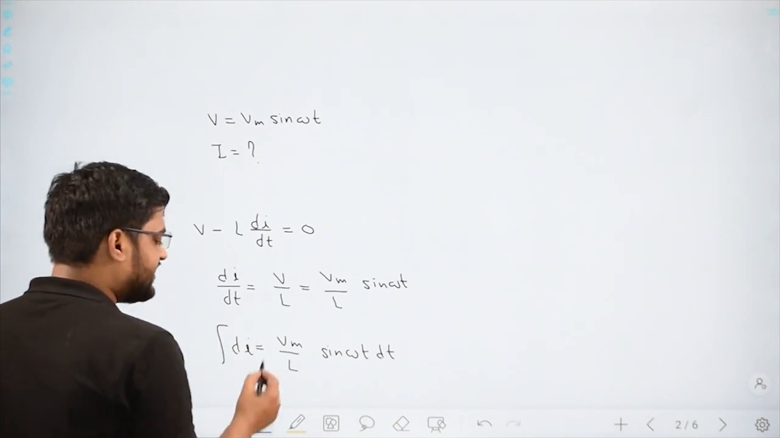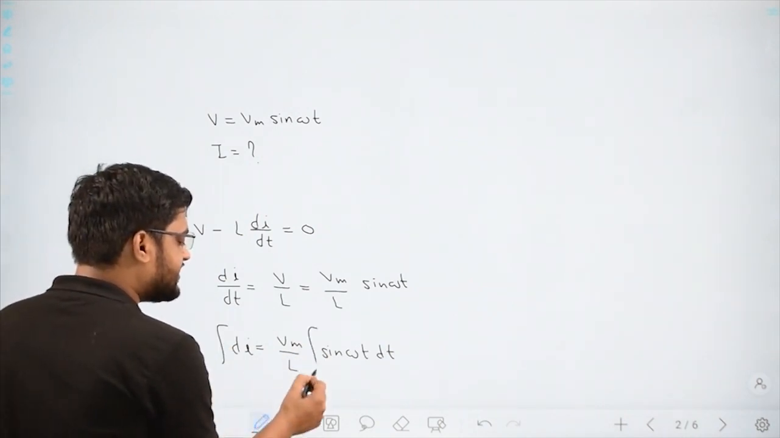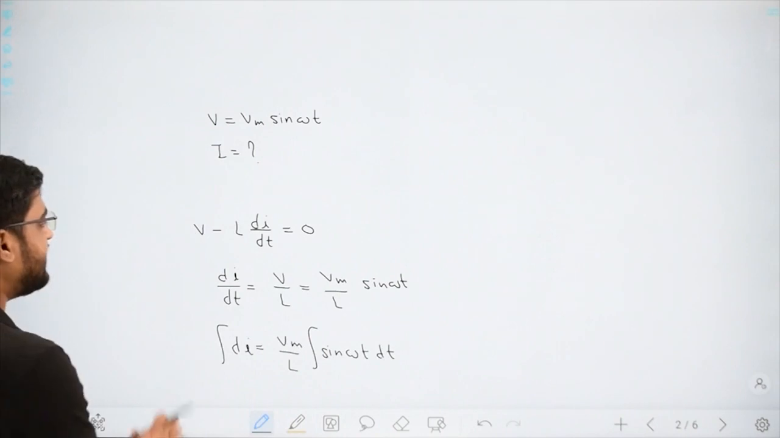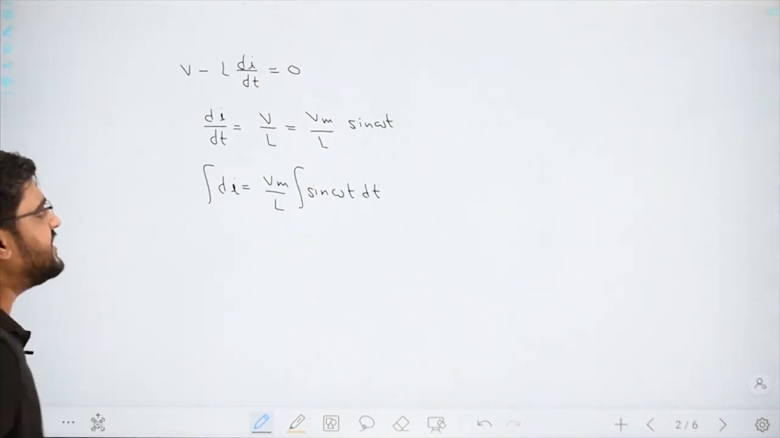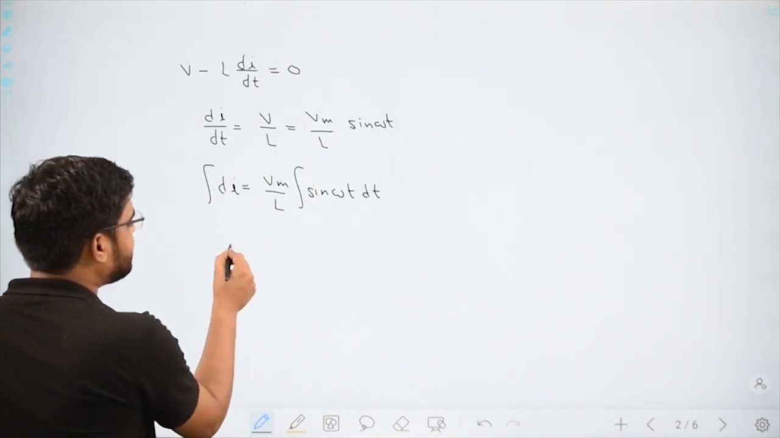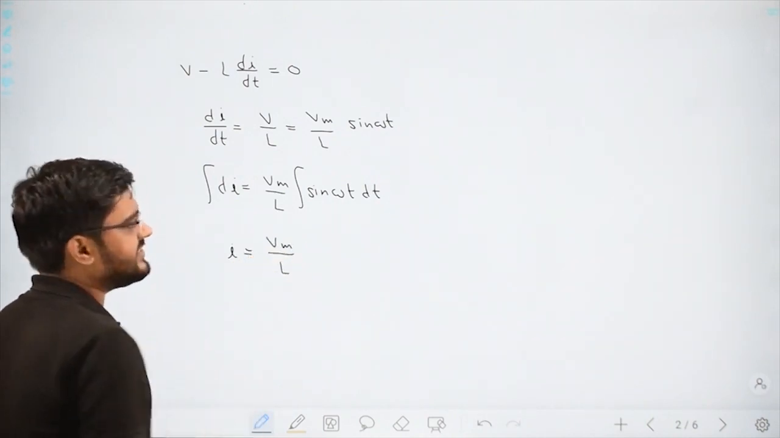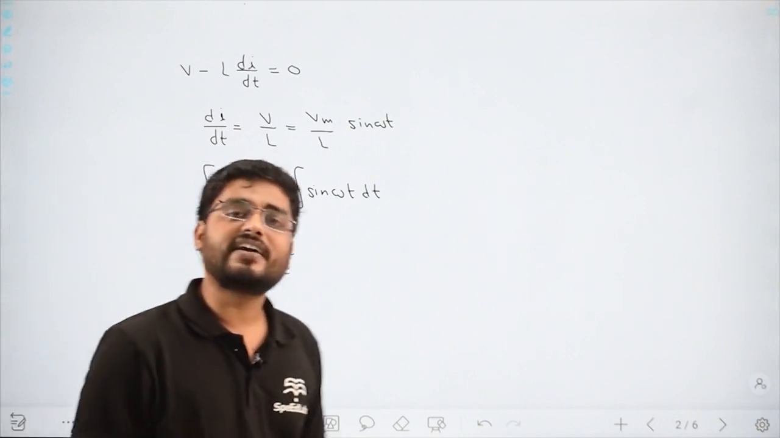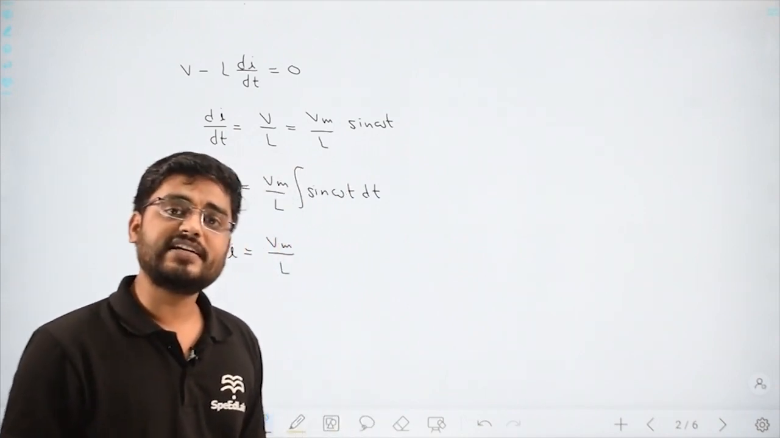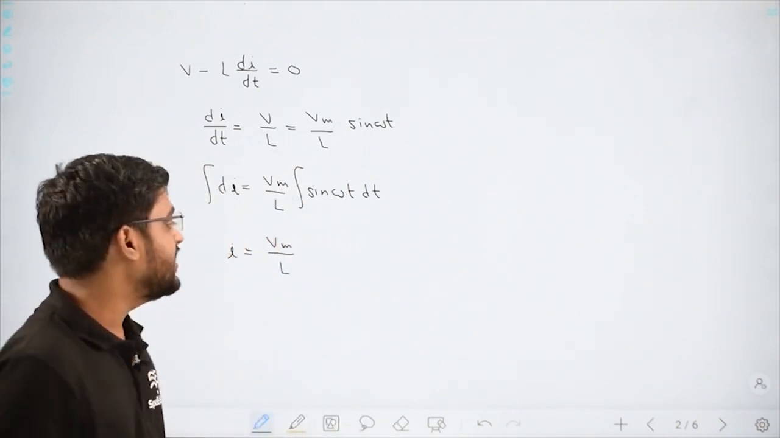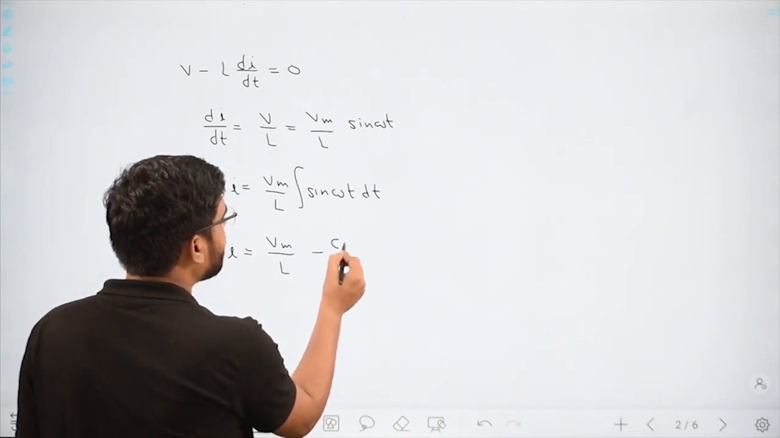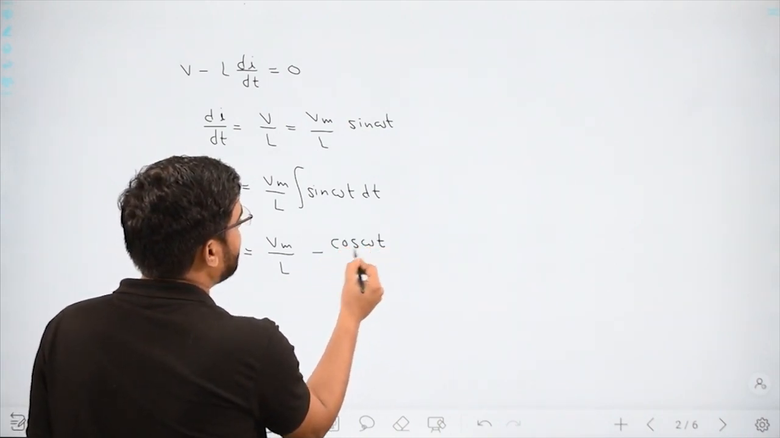Now we wanted current, so integrate it. Once we integrate, this Vm by L is a constant, it will remain the same in the process of integration. What is the integration of di? That is current. The Vm by L is a constant and will remain as it is. Integration of sin omega t, right? What is the integration of sin? Minus cos, right? So it is minus cos omega t by omega.